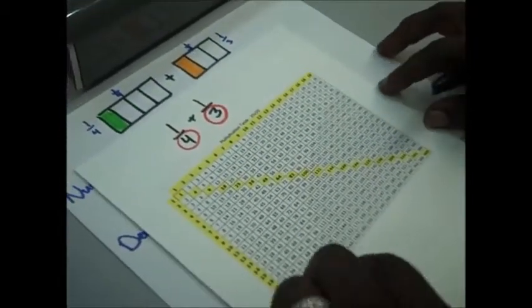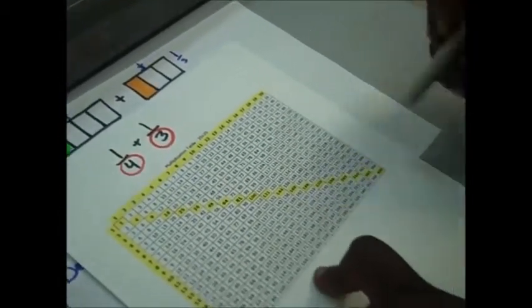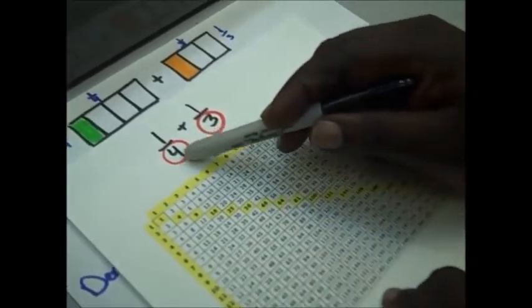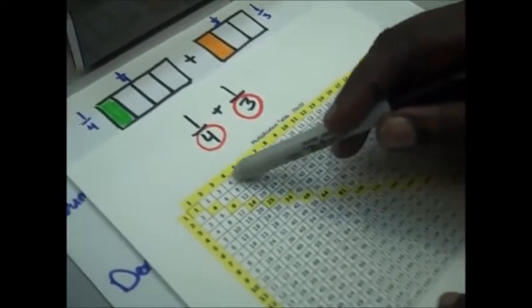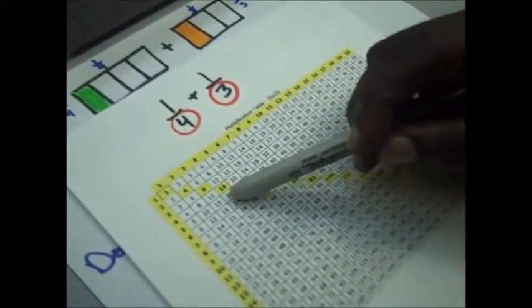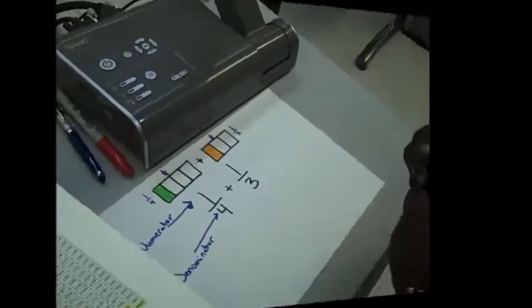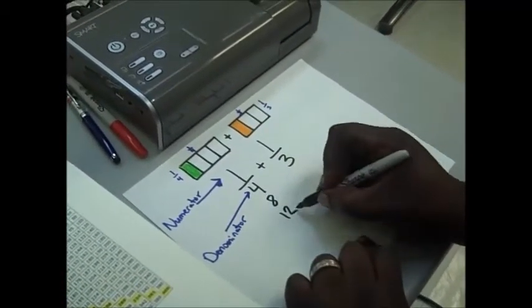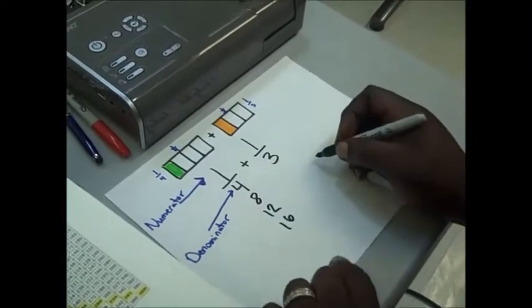And now what I do is list the multiples for each denominator. So for 4, we go to 4. We already have 4, so we go 8, 12, 16, and 20. So we'll list the first 4 multiples: 8, 12, 16, 20.